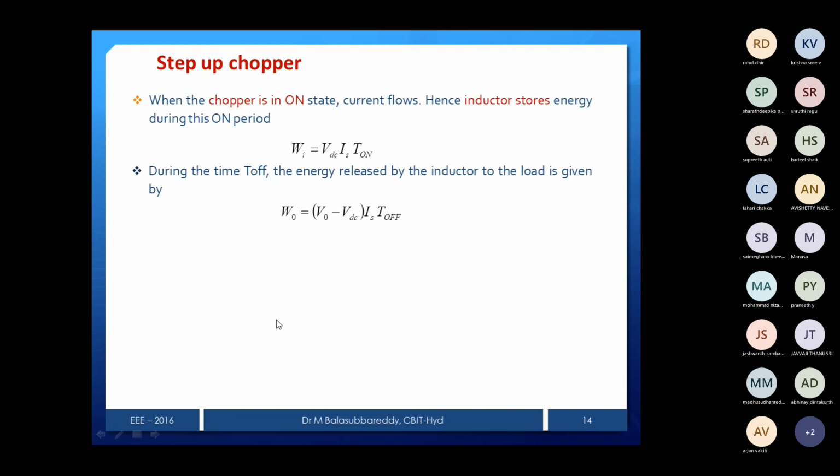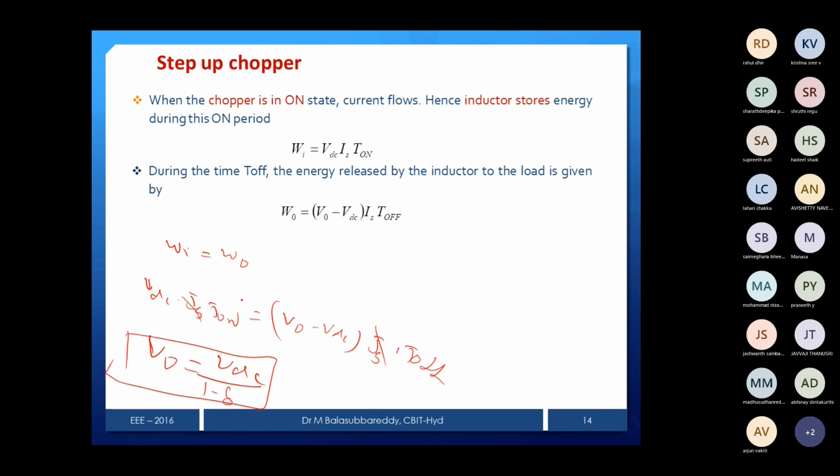Now you just equate these two, as I told, once power loss is negligible, or you can say that input is equal to output, that is, W in is equal to W out. So what will happen? VDC into T on is equal to (V out minus VDC) into Is into T off. Is gets cancelled. From this I want V out. So V out is equal to VDC by 1 minus delta.